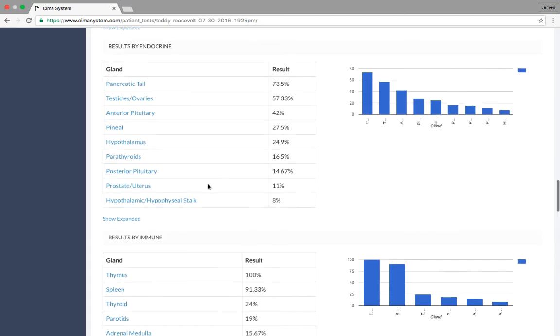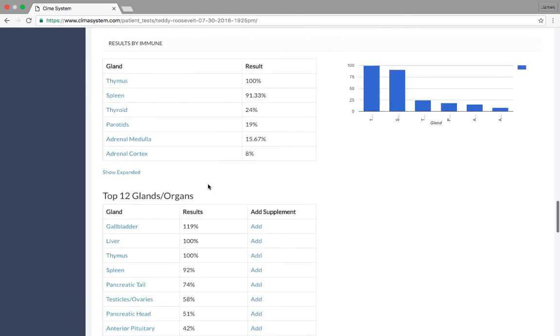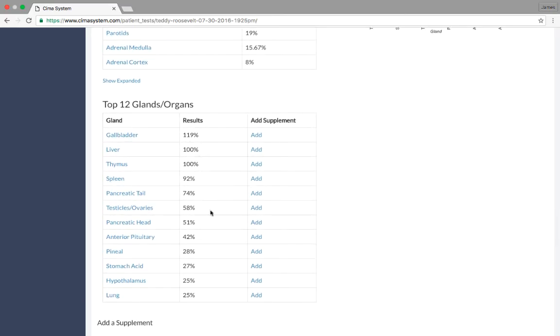Now, not only do we rate the organs and glands by system, we'll rate the top 12 glands and organs. So you'll see that the gallbladder is number 1, liver. So if we don't do things with those particular areas, we're going to have some issues. The same thing with the thymus, spleen, and the pancreas. We're going to have to start working with the immune system, the liver, gallbladder, and the pancreas, and then part of the reproductive system as well.